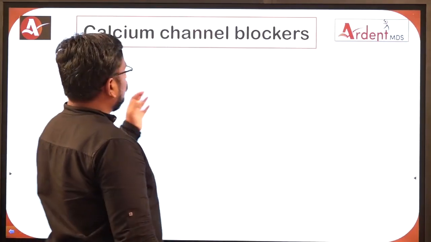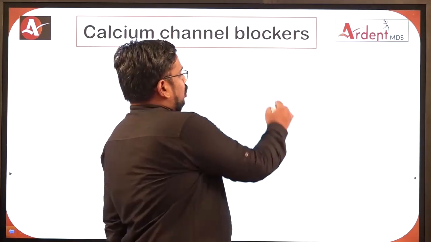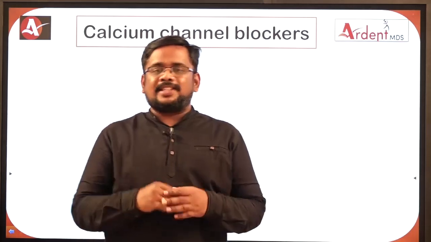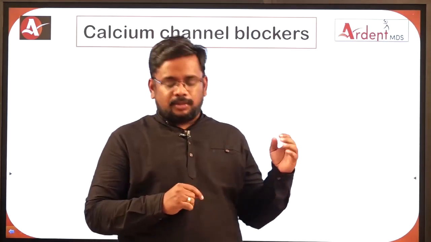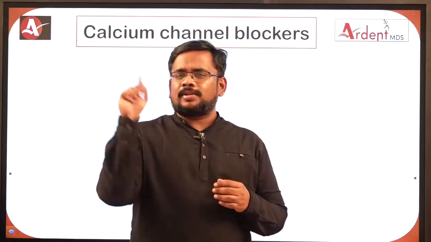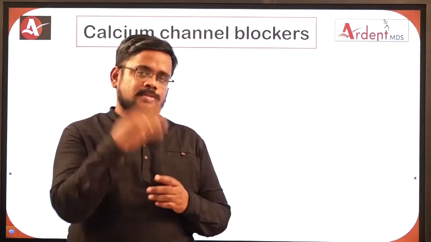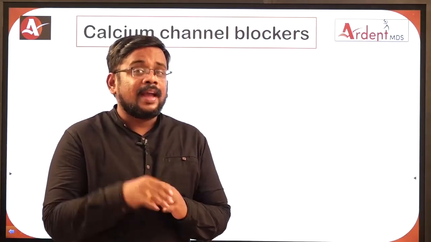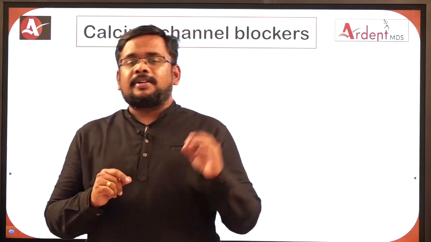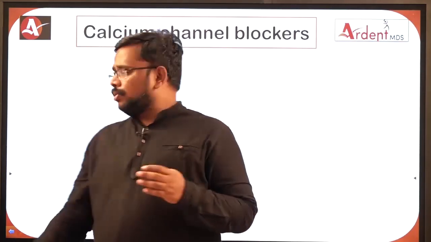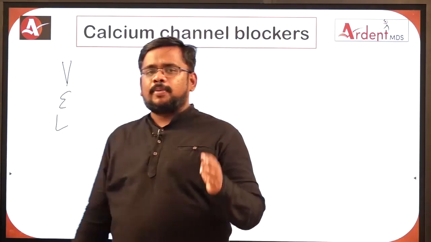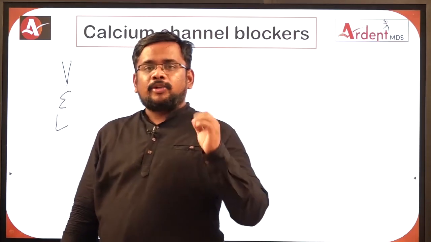The next category is about calcium channel blockers. The calcium channel blockers which inhibit L type of calcium channels are used in hypertension. Do you remember anywhere we studied about calcium channel blockers which inhibit T type calcium channels? Yes, we studied anti-epileptic drugs. That's great. So there are a few anti-epileptic drugs which inhibit the T type calcium channels. Can you tell the names of these? Yes, VEL: valproate, ethosuximide, lamotrigine.